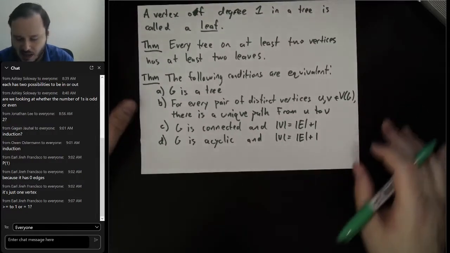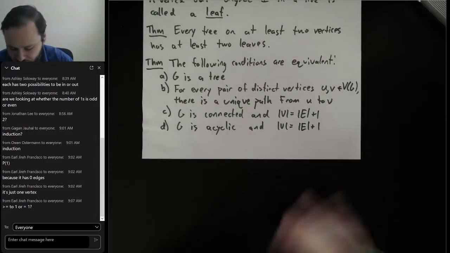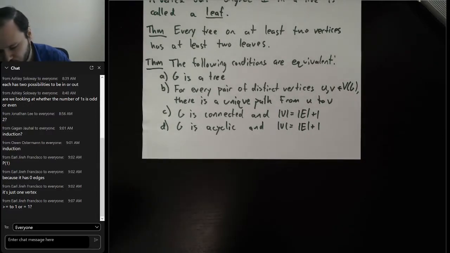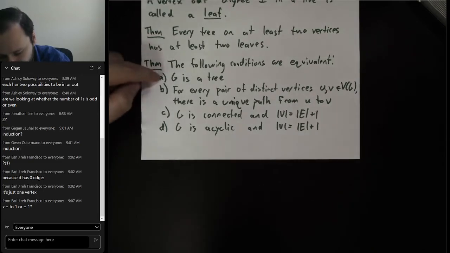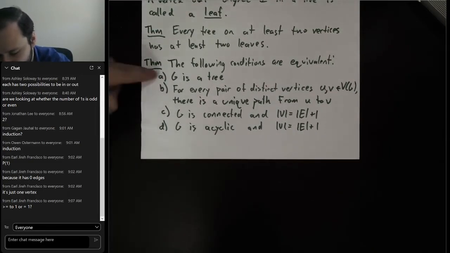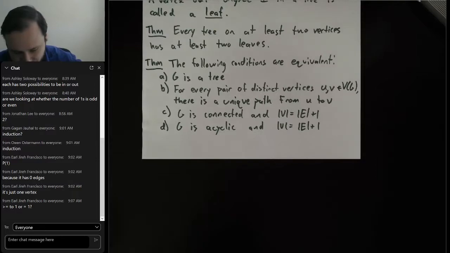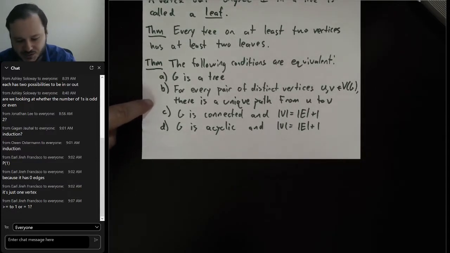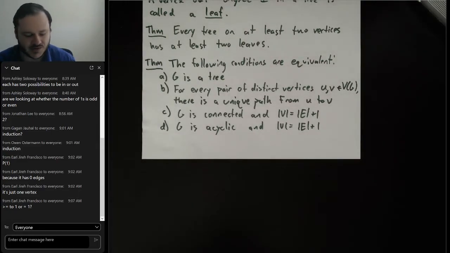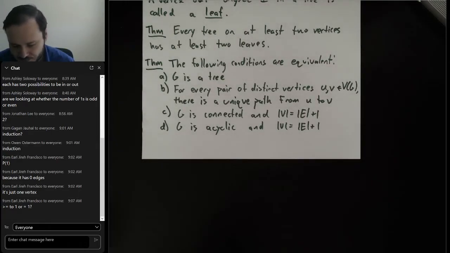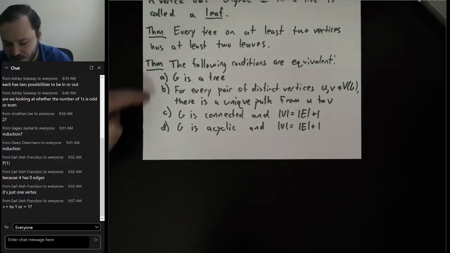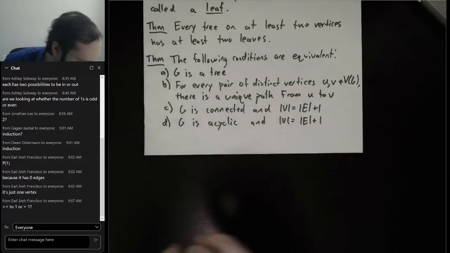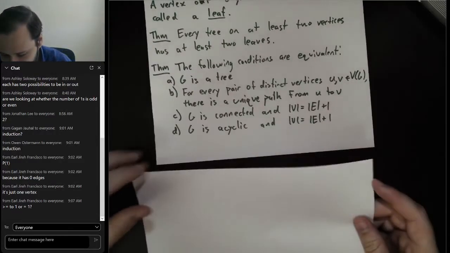So that's my theorem. Any one of these 4 conditions implies all the rest. And I definitely do not want to prove A implies B, B implies A, A implies C, C implies A, A implies D, D implies A, B implies C, C implies B, all of those. That's way too many. There are 4 times 3, that would be 12 different things to prove. I only want to prove 4 of them. So I'm going to prove A implies B, B implies C, C implies D, D implies A. So let's do that.